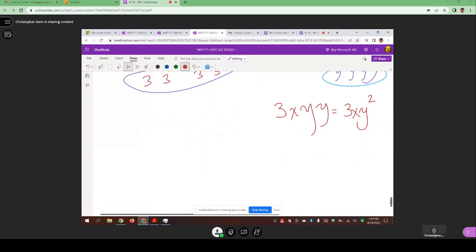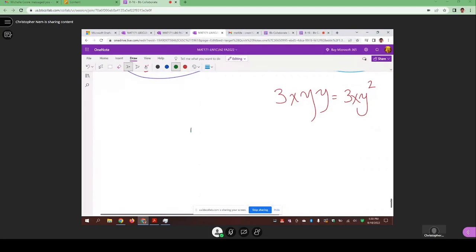But moving on to the next section. This is a very short one. This is called rationalizing.